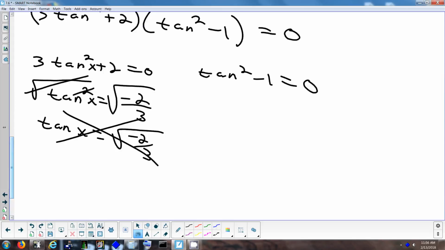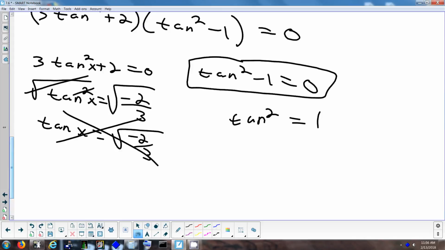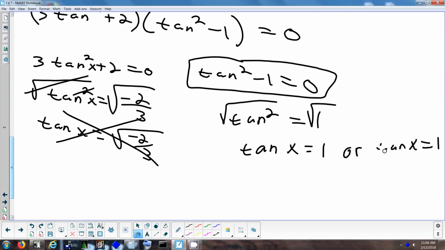Okay, so I'm done with that part. Let's look at the right part. What do I have to do on this? Add the 1. Now what do I do? Now I can take a square root, and it's okay this time. What is the square root of 1? Yes, the square root of 1 is 1 or negative 1. Sometimes people forget the other answer. And now what am I going to do on both parts? Take the inverse tangent.